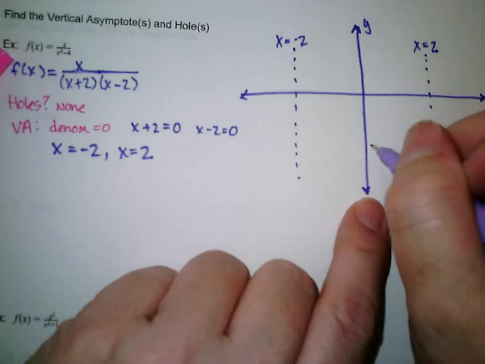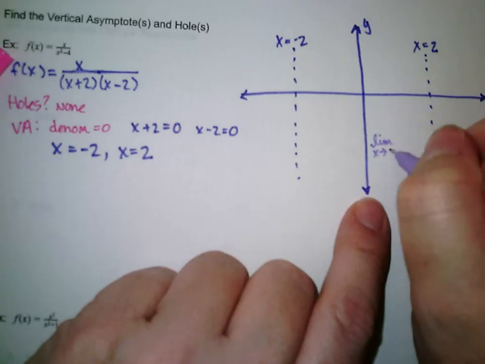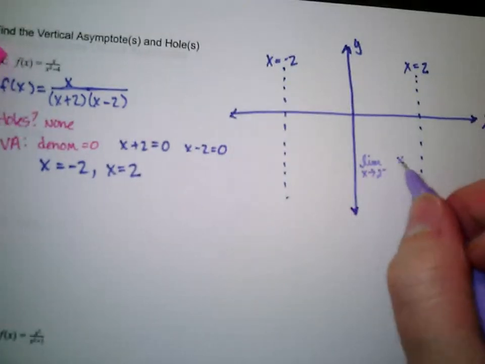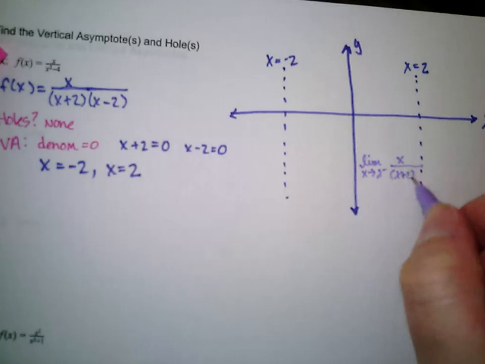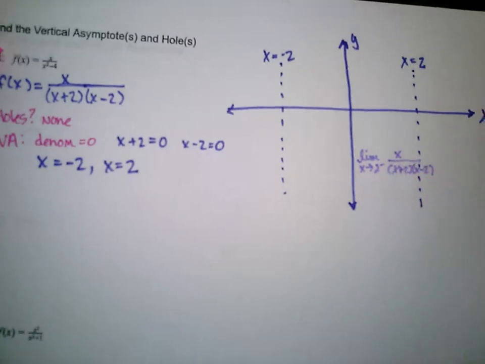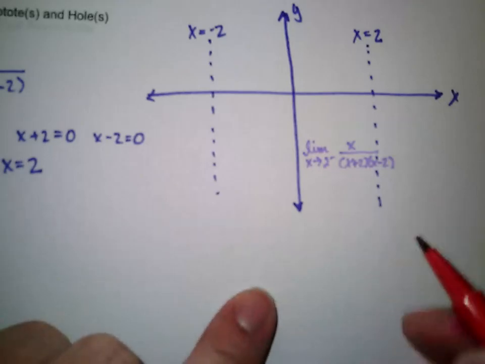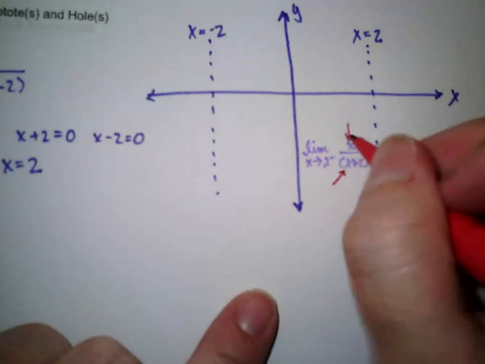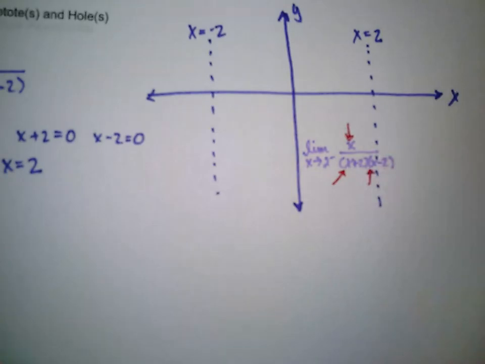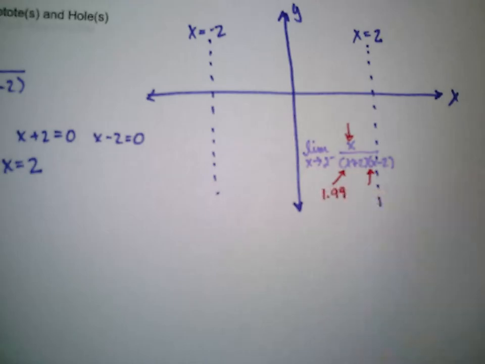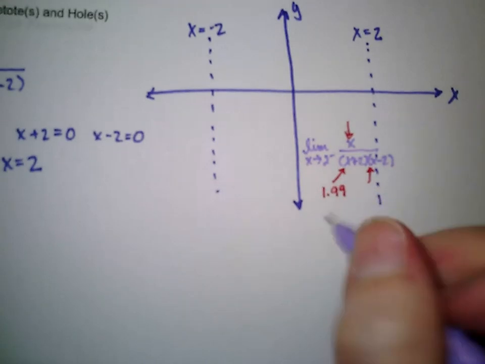So we need the limit as x approaches 2 from the left of my function, which is x over x plus 2, x minus 2. Remember when we're looking at the limit from the left-hand side, we're going to pick a value that is just a little bit smaller than 2, on the left-hand side of 2. So I'm going to replace all of my x's with a number that is a little bit less than 2, so maybe 1.99. And then I just want to look at the sign.